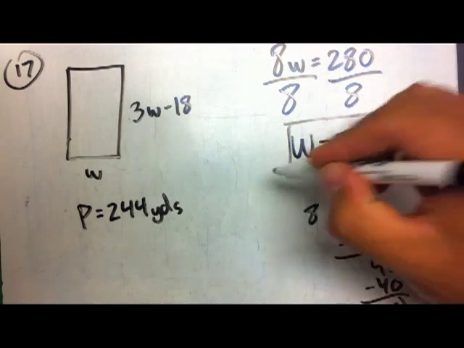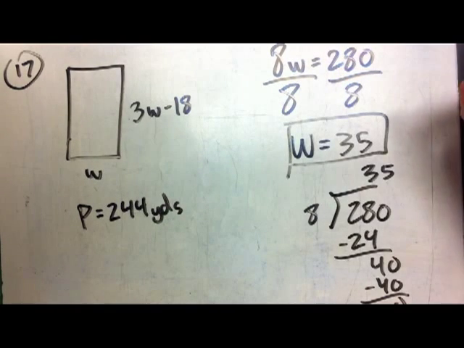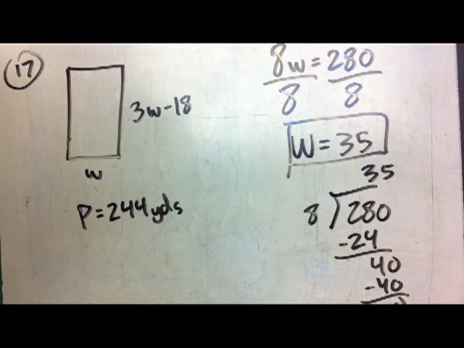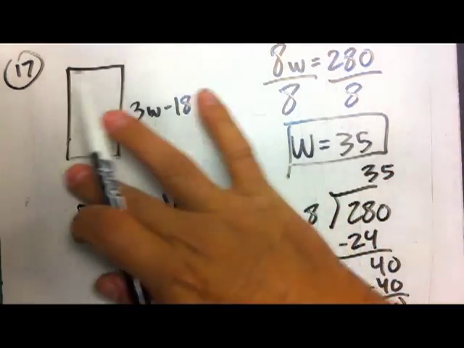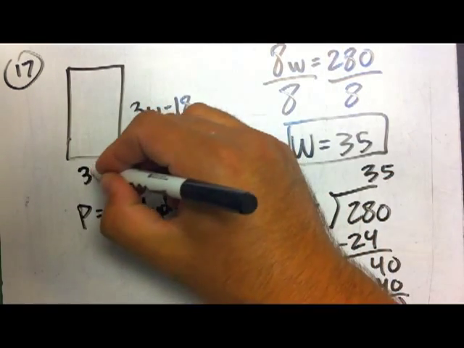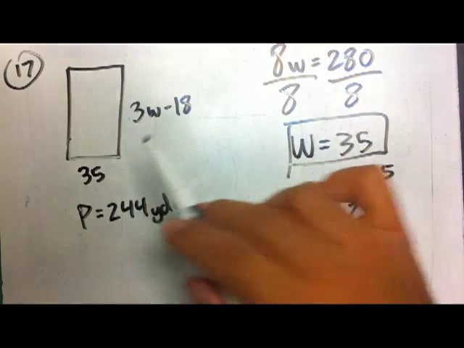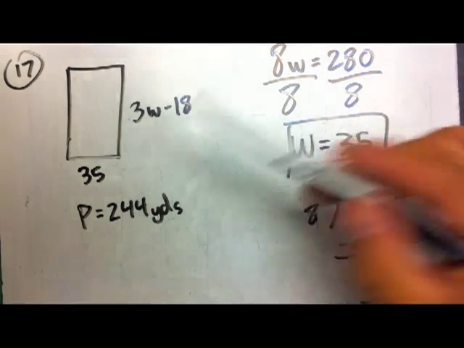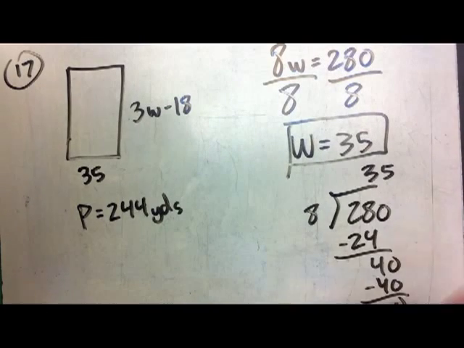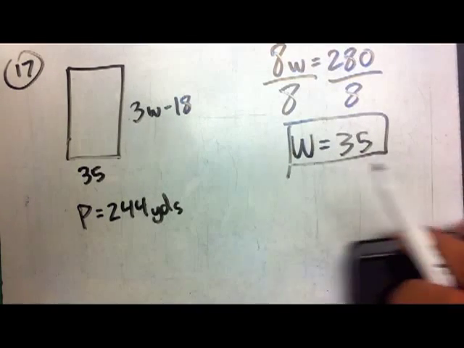So we figured out what the width is, but that's not really our answer. That's only a part of it. What it's asking for in this problem, and I'll read the directions to you, is it says find the dimensions of each rectangle. The perimeter is given. So this is not the dimensions, this is just the width. So I can go ahead and put that right there, 35. But I still need to find the length. Now, since I solved for w, I can go ahead and plug w back into the length and solve for that. So I'm actually going to do that right now so I can get the length.